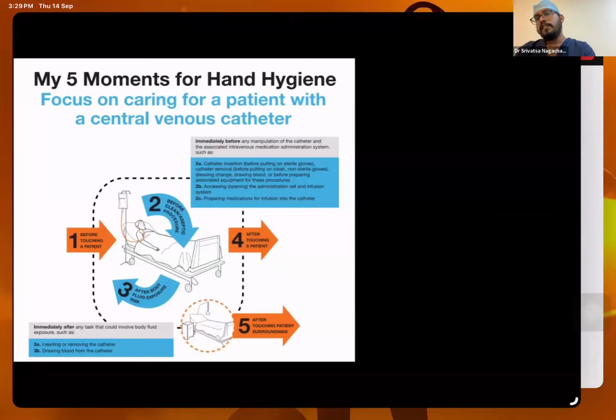So these are the 5 moments of hand hygiene, especially when you are caring for a patient with a central venous catheter. I have modified the same 5 moments of hand hygiene which I showed you in the beginning, but with respect to the catheter. So before insertion, you need to hand wash. After insertion, you need to hand wash. Whenever you're caring for the catheter, you need to hand wash. Whenever you're touching the patient's surroundings, irrespective of whether you're touching the catheter or not, you need to hand wash.